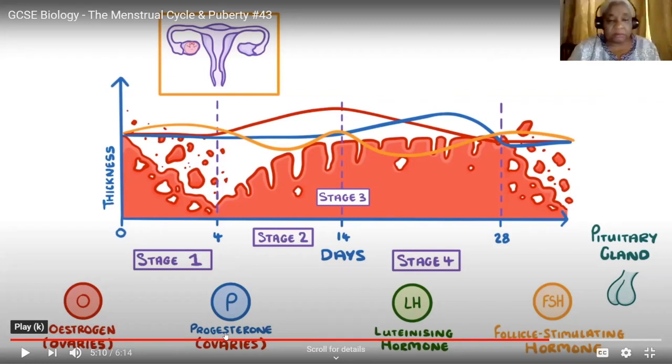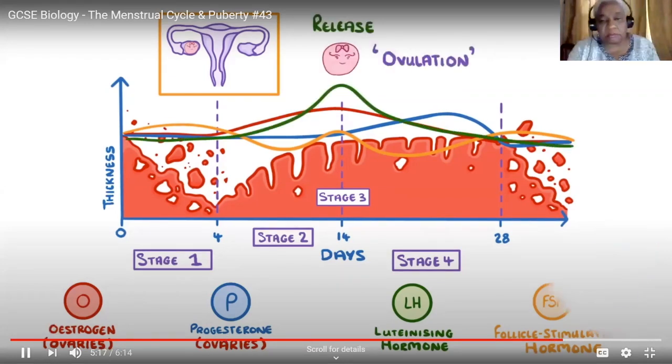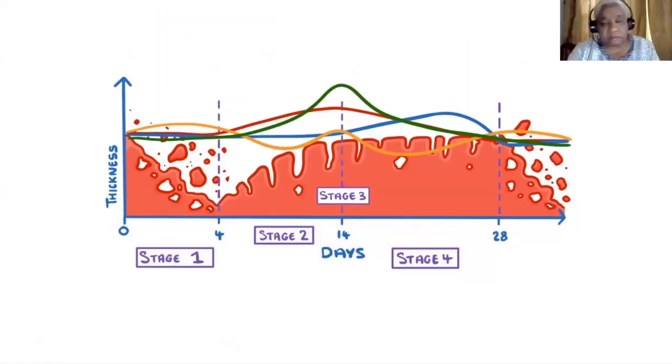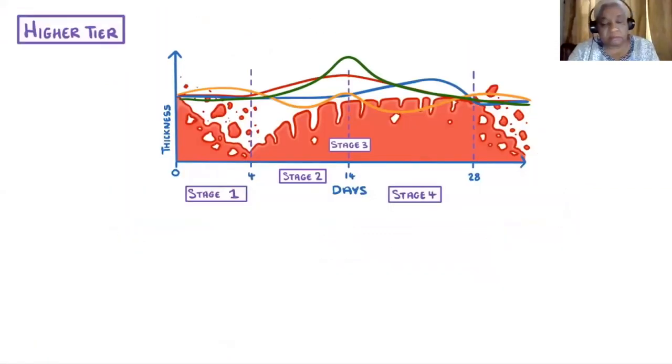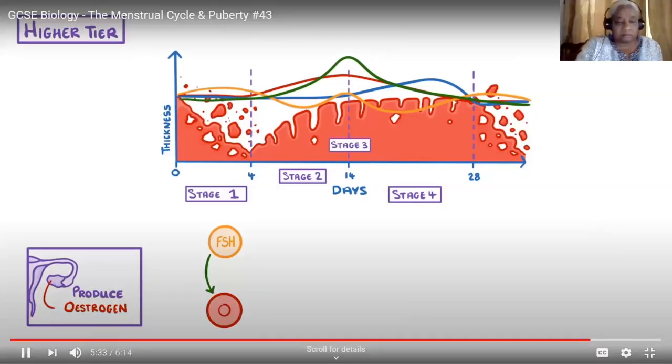While LH stimulates the release of that egg on day 14, which we call ovulation. The last thing we need to cover is how these hormones interact with one another. Starting at the beginning, FSH stimulates the ovaries to produce estrogen, which is why we see higher levels of FSH just before estrogen starts to increase.